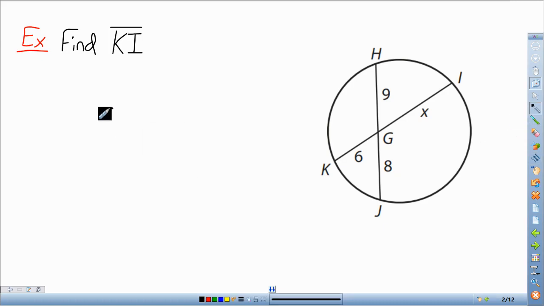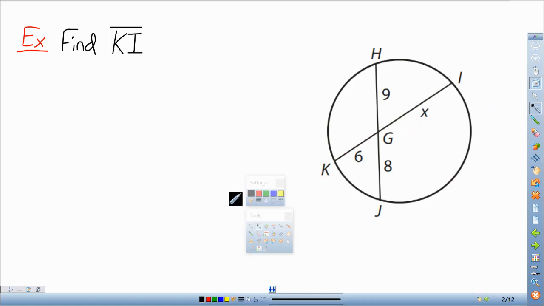Okay, so this is asking us to find segment KI. Maybe the first thing to realize is that segment KI is this entire chord. To figure out what this entire chord is, we know one part of it: this part is 6. We need to figure out the other part of it, and then we can add them together. So really, the main part of this question is, what is X?